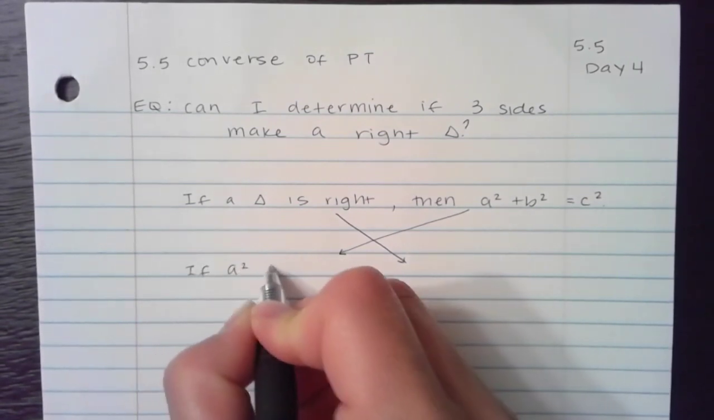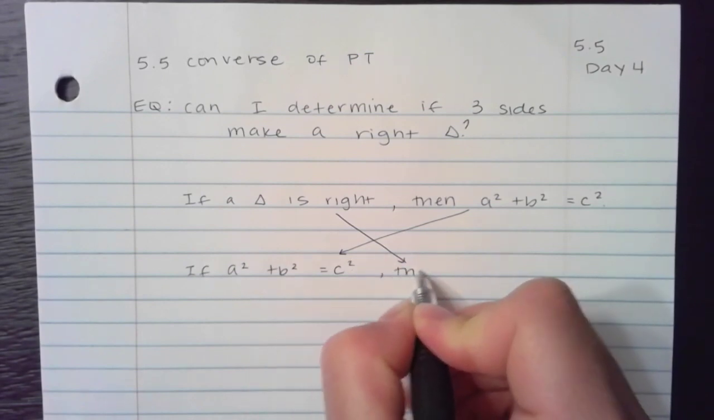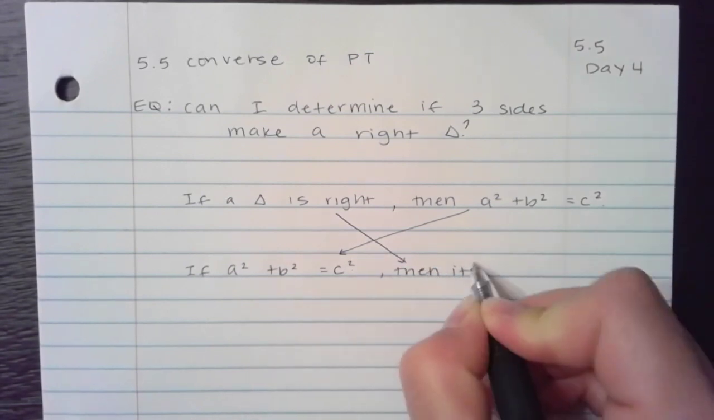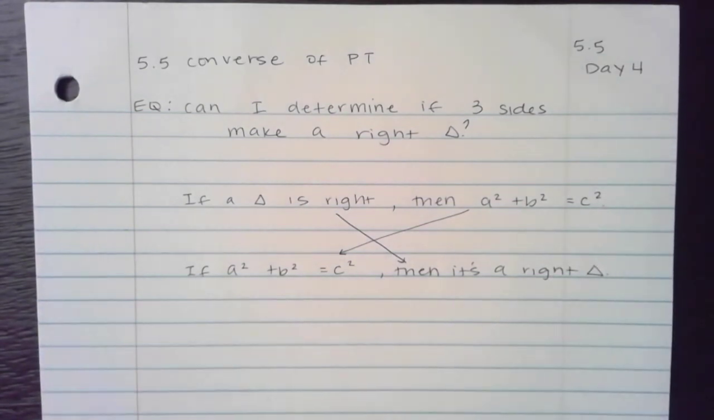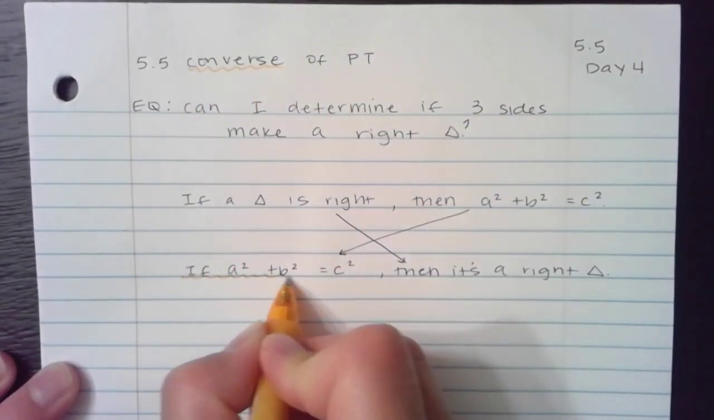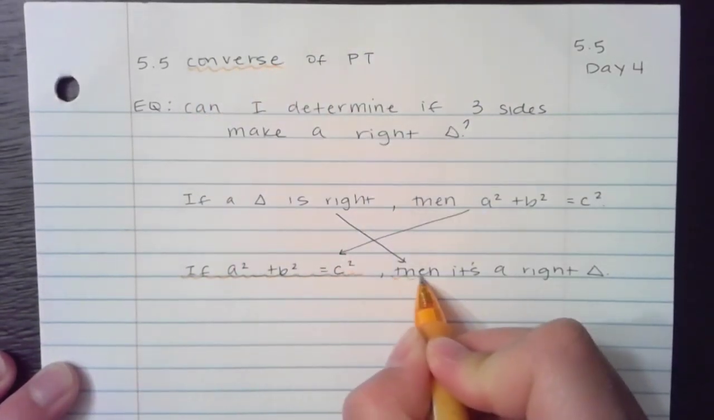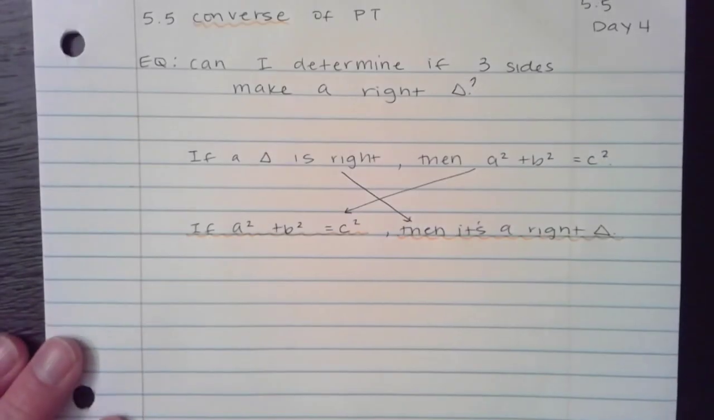If a squared plus b squared is equal to c squared, then it's a right triangle. So I'm going to use some colors here. The converse of the Pythagorean Theorem looks like this: if the Pythagorean Theorem works, then it's a right triangle. So that's how we're going to actually do this part.